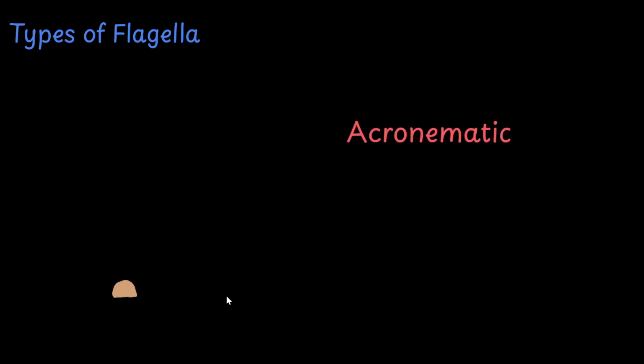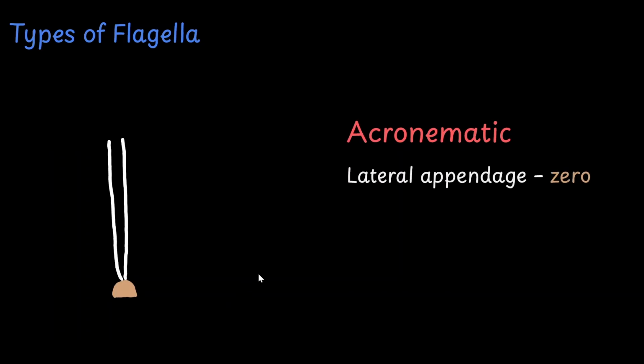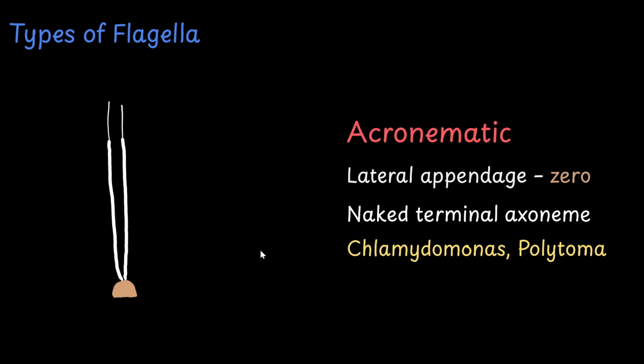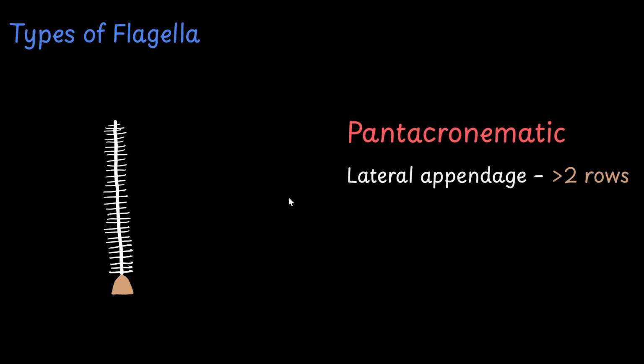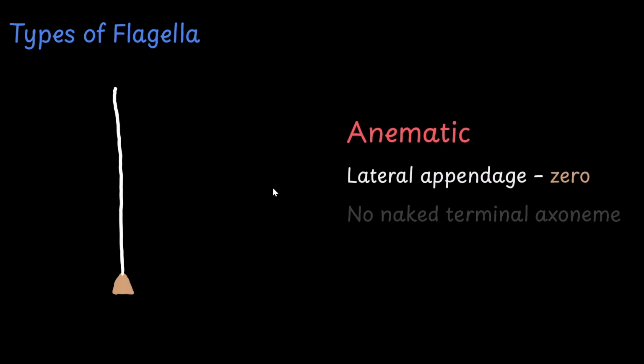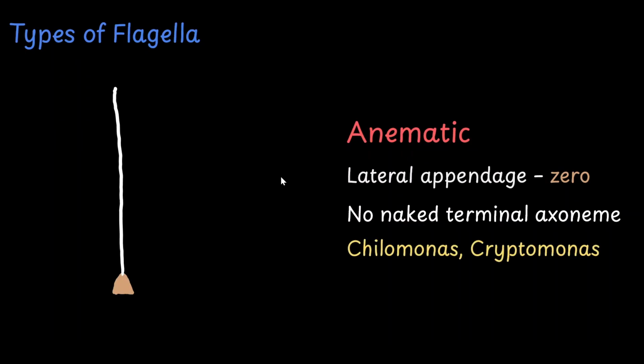The third type is called acronematic. Acro means the end. Here there are no lateral appendages but the terminal axoneme is naked. It is seen in Chlamydomonas and Polytoma. The fourth one is pantacronematic. They have more than two rows of lateral appendages. They have a naked terminal axoneme and it is seen in Urceolus. Finally, the last one is anematic. There are zero lateral appendages. They do not have a naked terminal axoneme and these can be seen in Chilomonas and Cryptomonas.